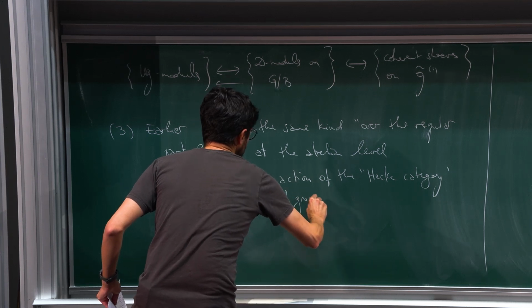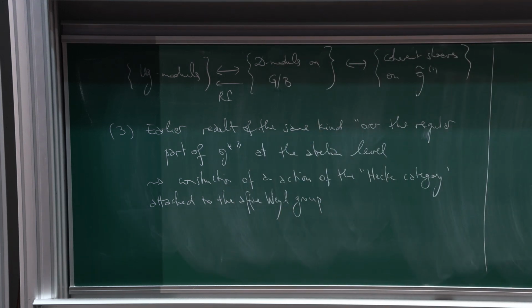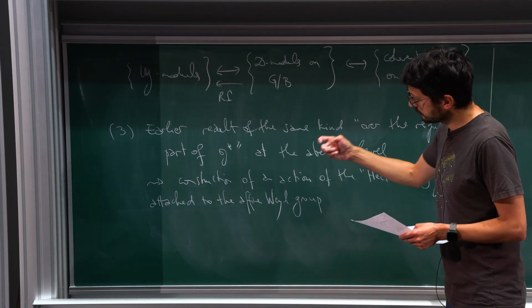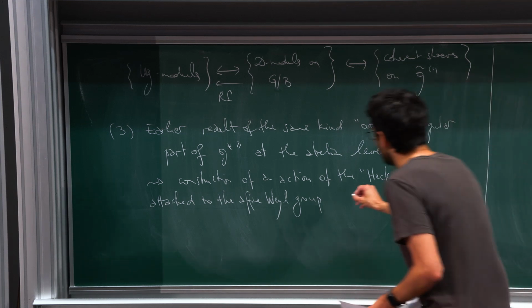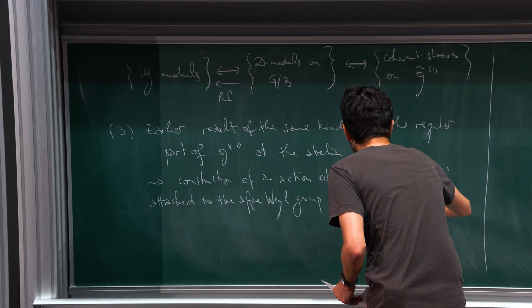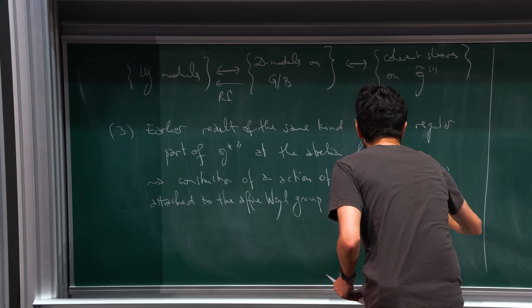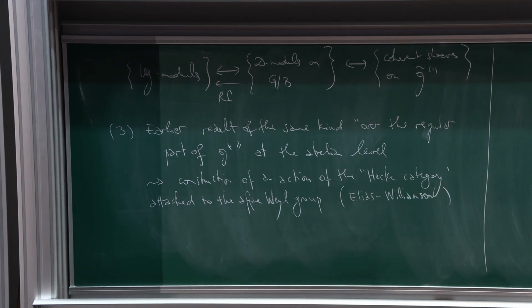So the affine Weyl group is something that I did not properly introduce, but this is some Coxeter group that plays an important role in the representation theory of reductive groups in positive characteristic. And to this affine Weyl group, one can attach something that we call the Hecke category. This category has various incarnations, but the one I have in mind here is the version constructed by Elias and Williamson.